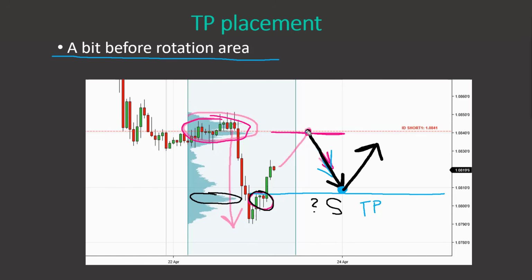Ideally, you quit the trade when it hits, or when it is about to hit, the first rotation area in the way. If the first rotation area is too close, then the second one, but the ideal scenario is the first one.